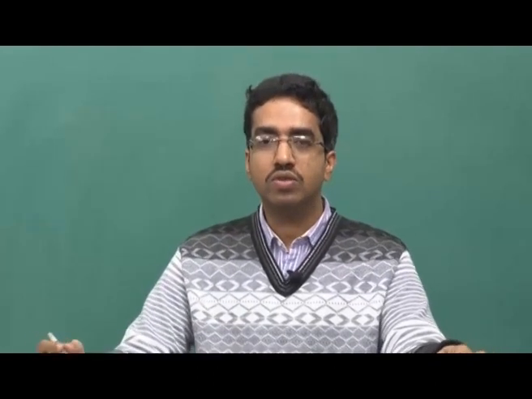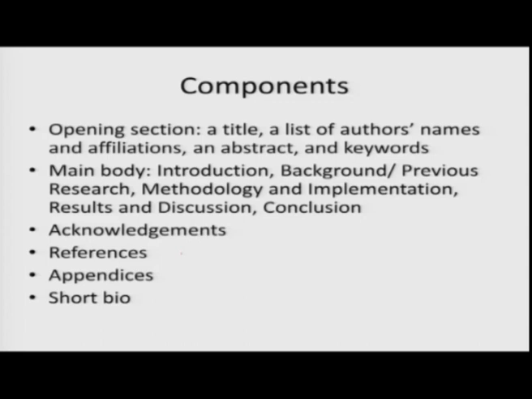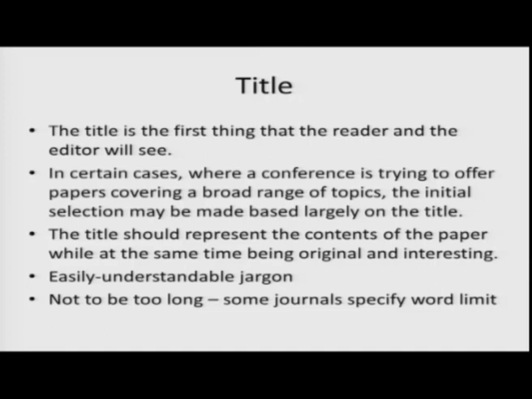Okay. So, coming to components, just like a dissertation, we can divide the components into three parts: the opening section, the main body, and then the other sections. The opening section has the following: a title, list of authors' names and affiliations, then abstract and keywords. The main body has introduction, background information, previous research, then methodology and implementation, results and discussion, and conclusion. Then you have acknowledgements, references, appendices and a short bio of the author or the authors. So, the first one is title.